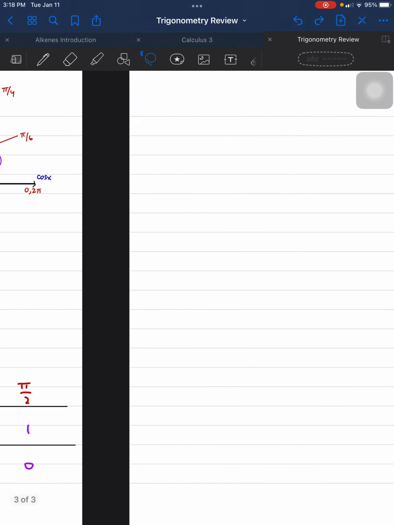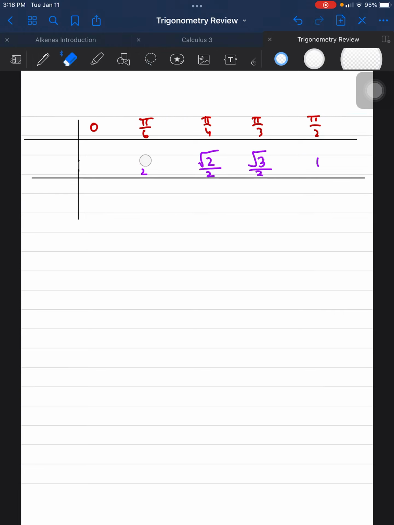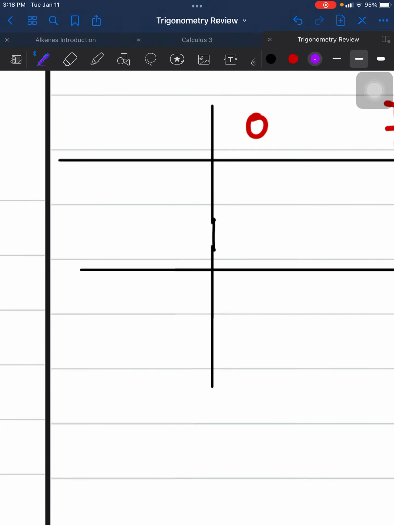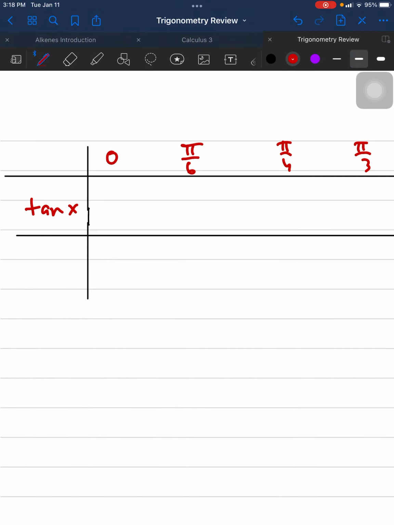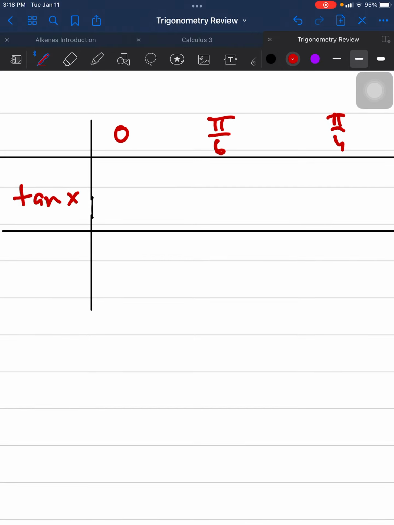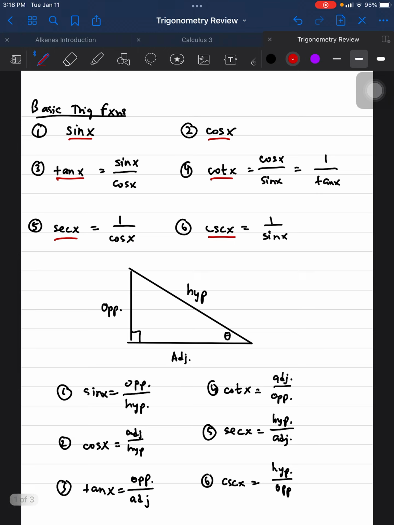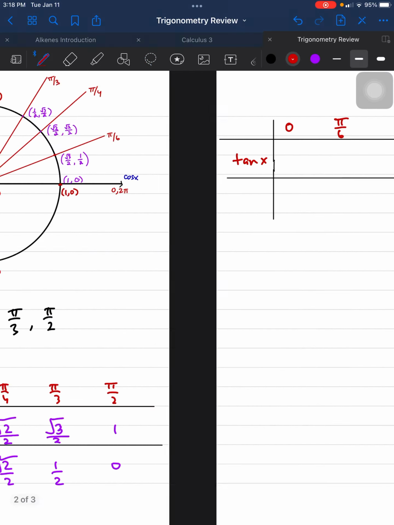So I'm just gonna copy this table so I know how to redraw it. So this is gonna be tangent of x. And we know that tangent of x is simply sine x over cosine x, which we said over here.